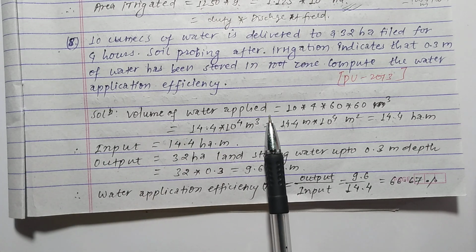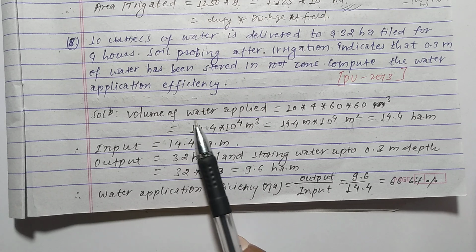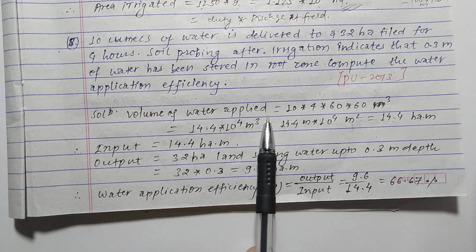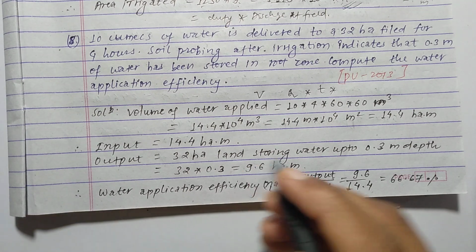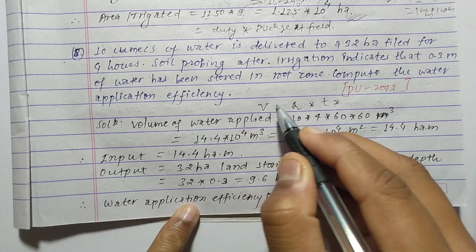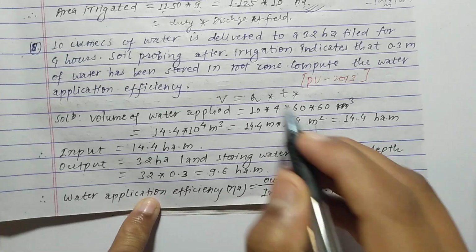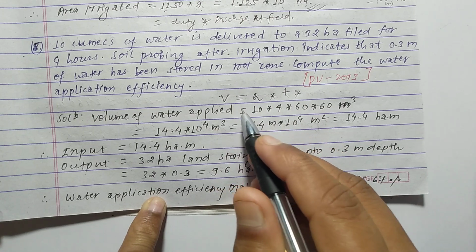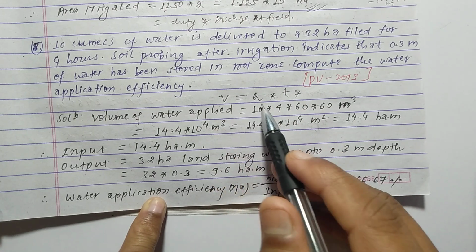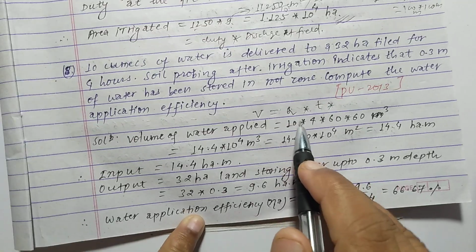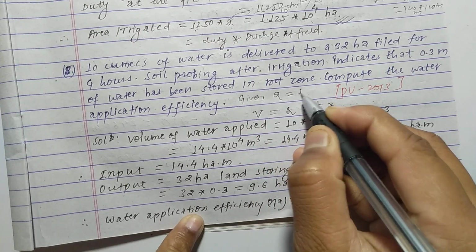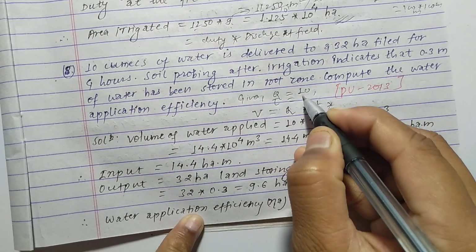Volume of water applied. We have to calculate the total volume of water. As we know, the volume can be calculated with the help of Q and T. Whenever the discharge and time are provided, then we can simply calculate the volume, and the volume formula is volume equal to Q into T. We have given discharge equal to 10 cubic, and time is also given, that is 4 hours.